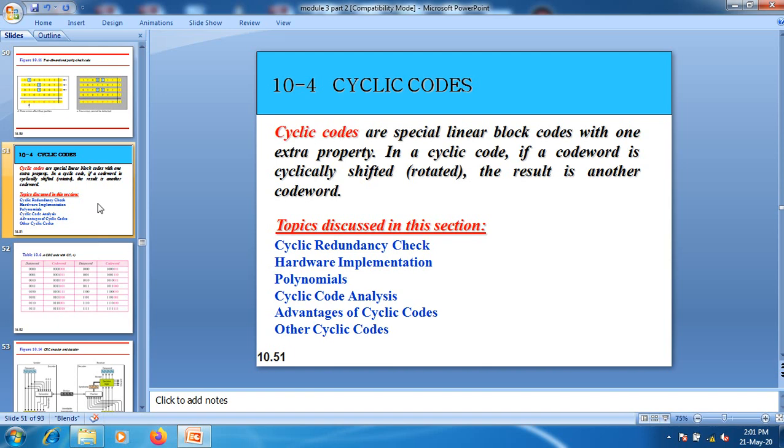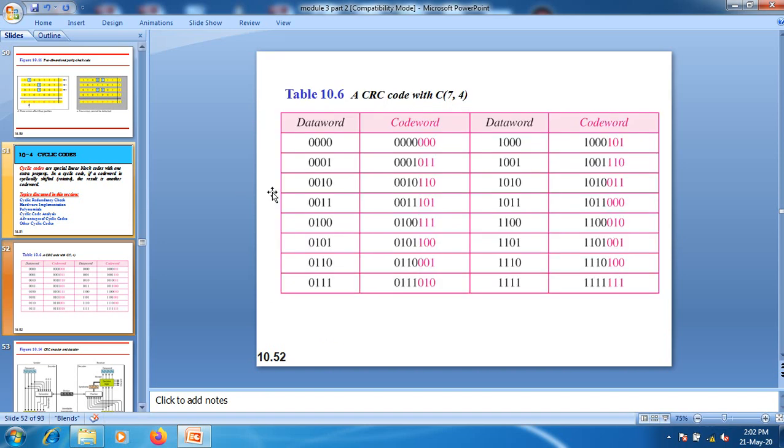The next one is cyclic codes. Cyclic codes are special linear block codes with one extra property. In a cyclic code, if a code word is cyclically shifted, that is rotated, the result is another code word. Here we are going to discuss one approach, that is cyclic redundancy check codes.